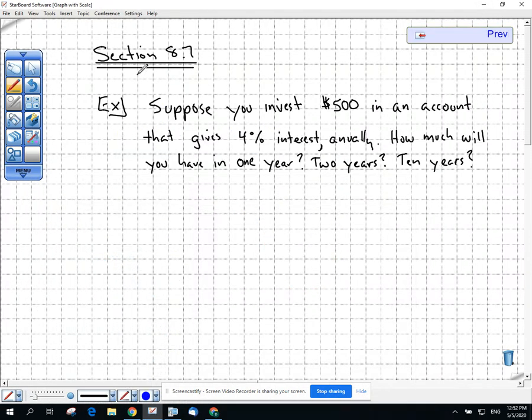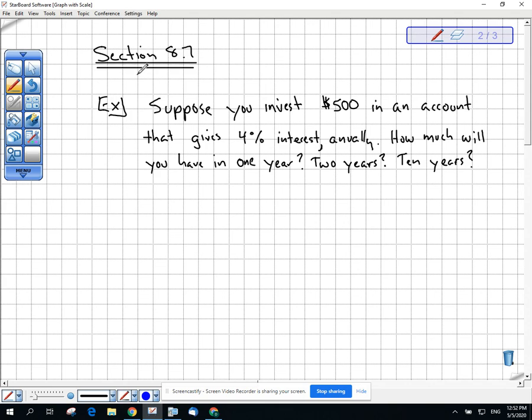And I'd like to start with an example. Suppose you invest $500 in an account that gives 4% interest annually. Now, depending on how good your memory is and what your exposure has been, you might think, hey, I wonder if this is compounded quarterly or monthly or daily or whatever. Well, that's actually the next lesson. So right now it's just annually, and compounded annually.